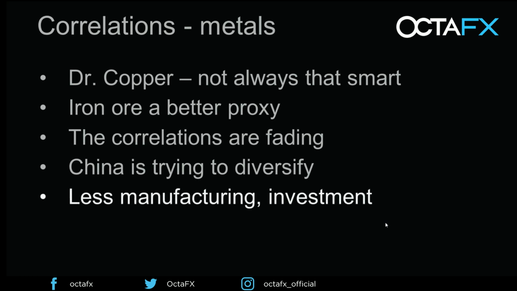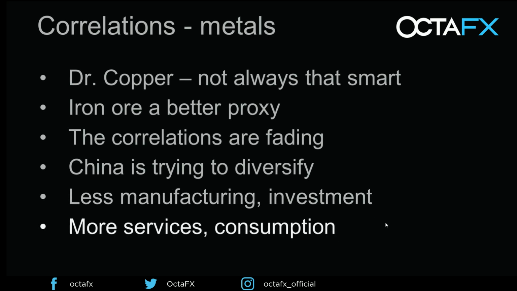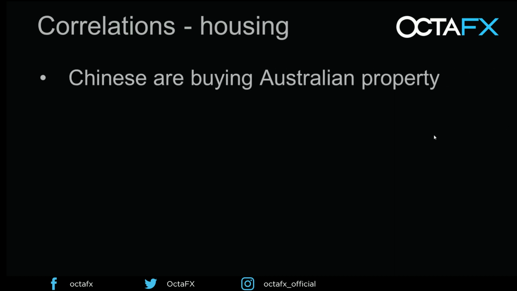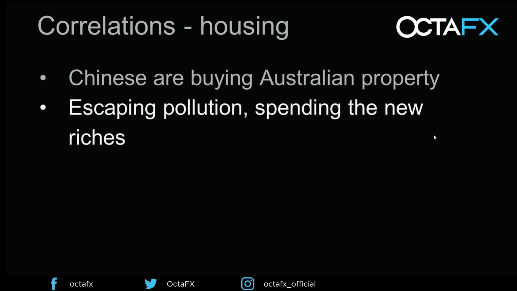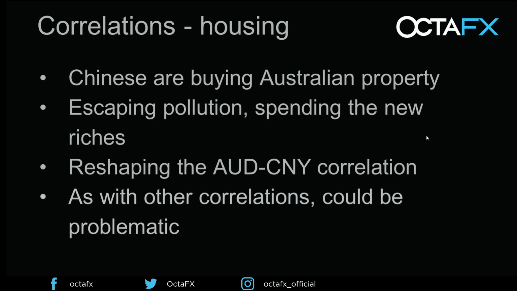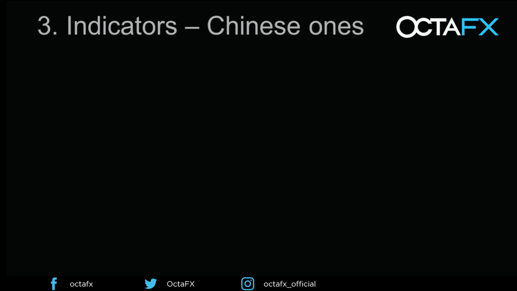But this new wealth, this new consumption can reach the shores of Australia as well. Housing, that's what we're talking about right now. So Chinese wealthy or middle class are buying more and more Australian property. They're escaping pollution in China, and they have more money to spend thanks to the boom of the Chinese economy. And it's reshaping the Australian dollar, Chinese yuan, or Australian-Chinese correlation. As with other correlations, it can be problematic. You cannot always rely on these correlations to trade.